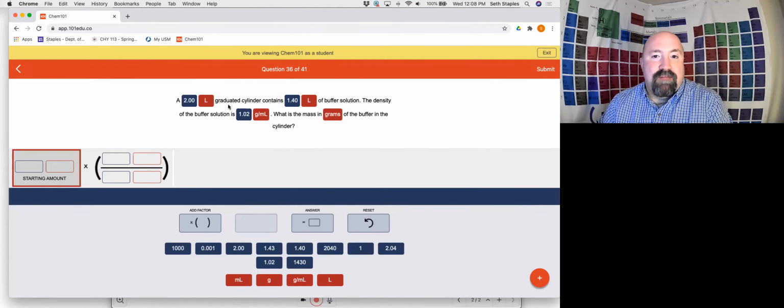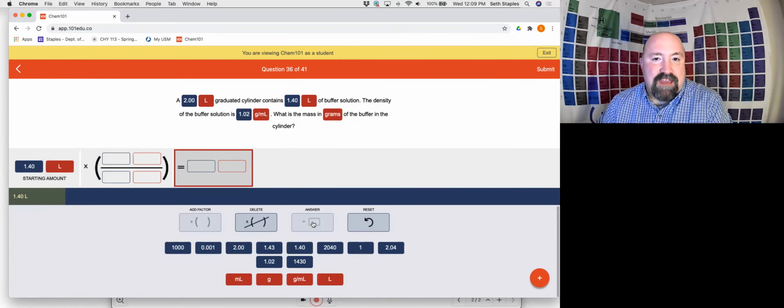We're going to start with our given information. And so we're given 1.40 liters to start. Chem 101 gives us our numerical amounts in blue and our units in red. Note here that this is just extra information. We don't need this at all. This is just telling us the size cylinder that we're using. This is how much solution we actually have. Quite often when I'm doing these questions, I will then set up for my answer to at least drag my units down there. Shows me what I'm looking for, kind of the eyes on the prize, so to speak.